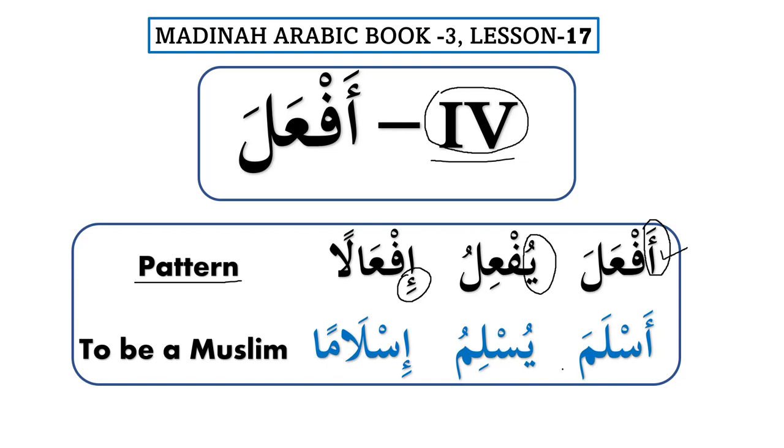Aslama is the past tense. As we know, these abwab are bab of yu and mu. So the mudari is yuslimu, and the masdar is islaman, basically if'alan. So what is the name of this bab? Bab if'al. As we know that these abwab are named after their masadir. So number 2 was taf'il, and number 4 is if'al.